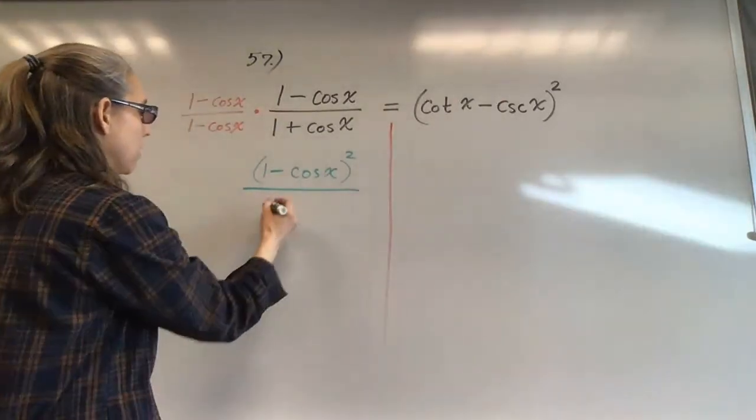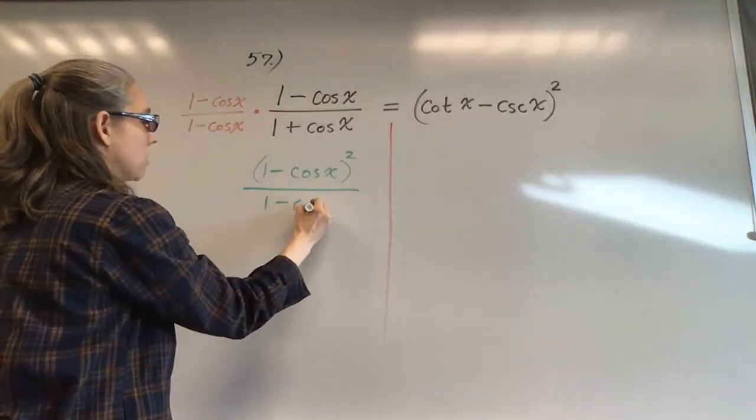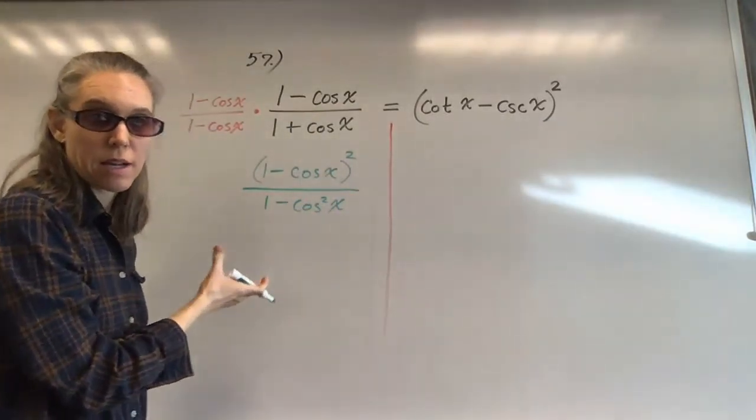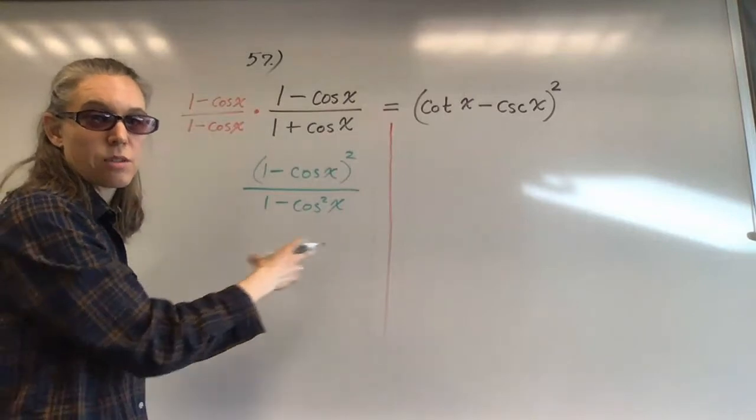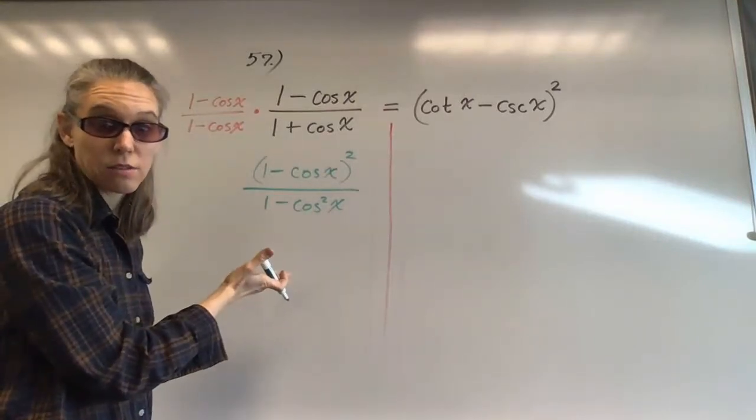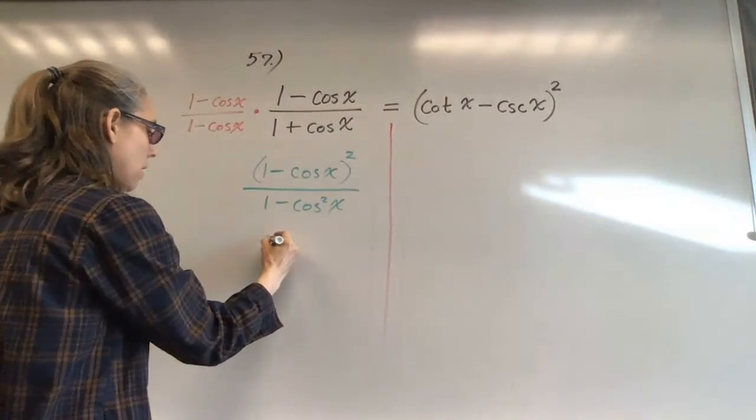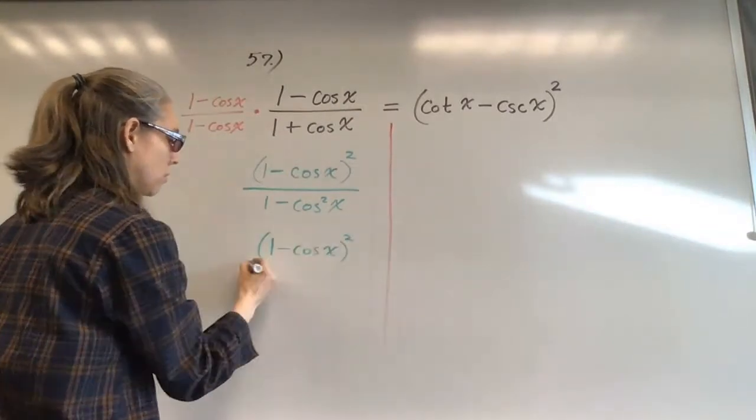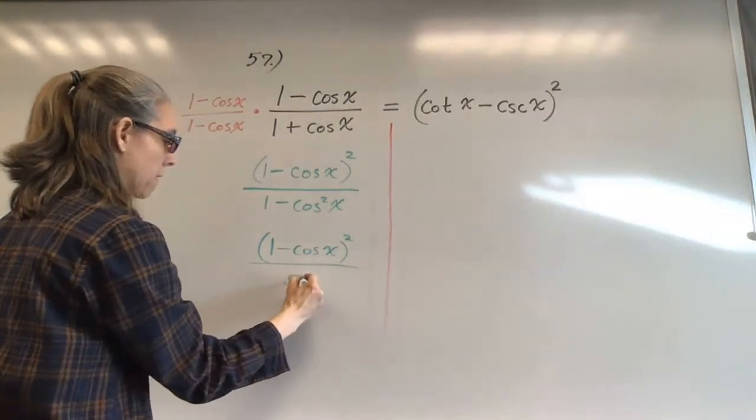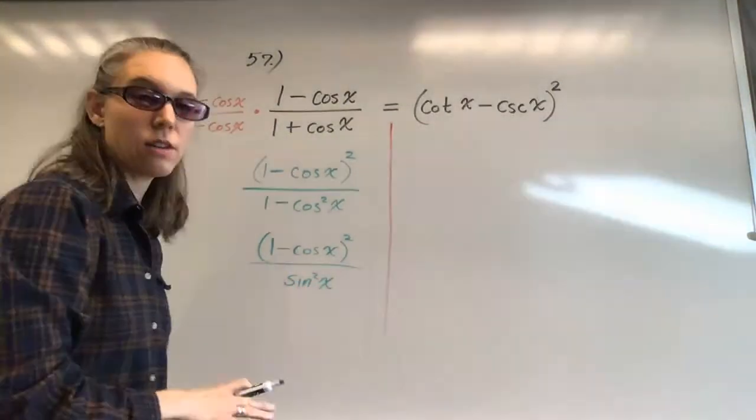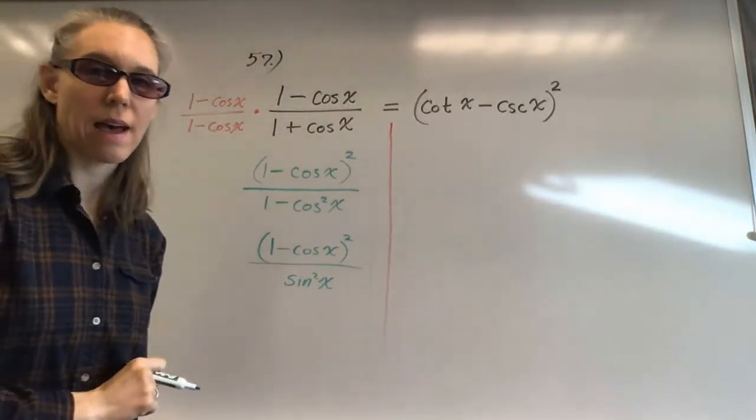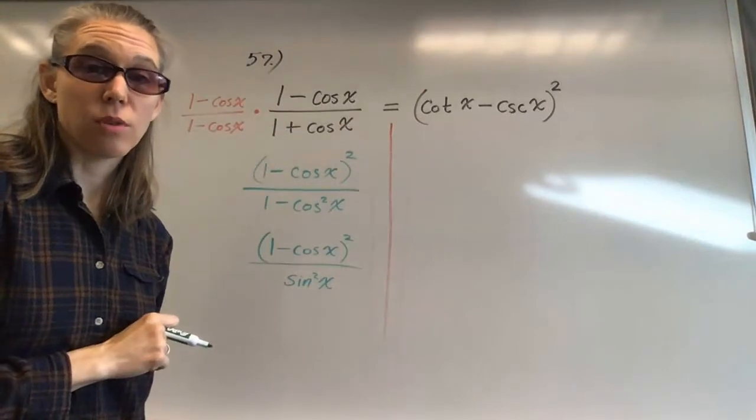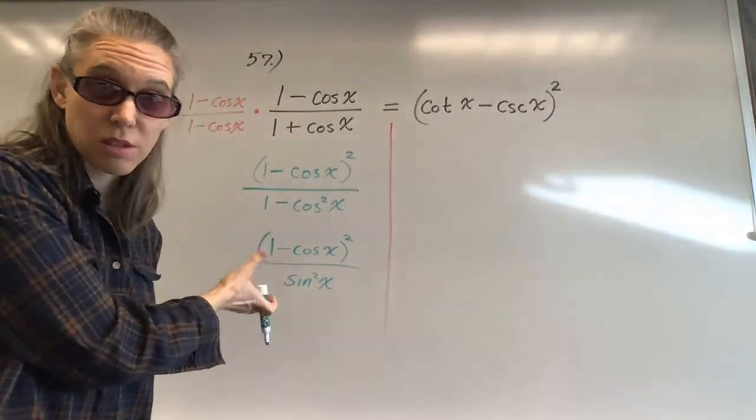And for the denominator, I now have 1 minus cosine squared x, which I was motivated to combine because I can see that this is going to turn into sine squared x using the Pythagorean identity. So now I have 1 minus cosine x quantity squared over sine squared x. And I don't know what else to do at this point with that, so I'm going to pause here and now work on the right-hand side, and hopefully I'll find something that will resemble what I have here.